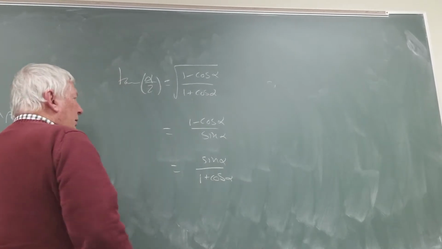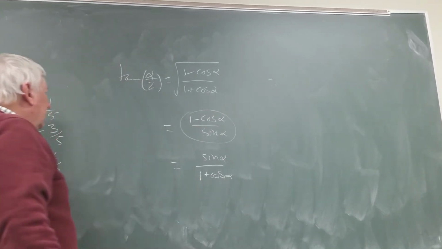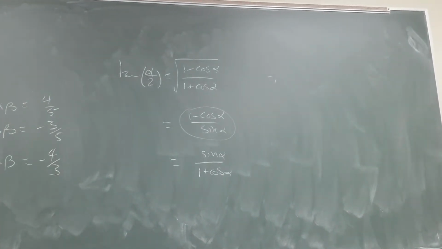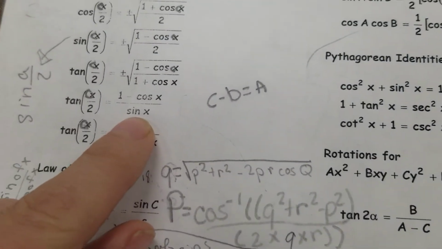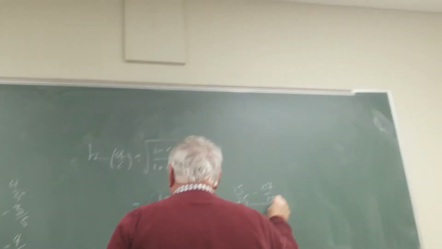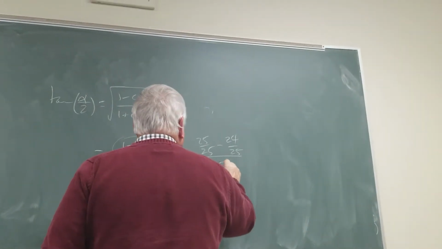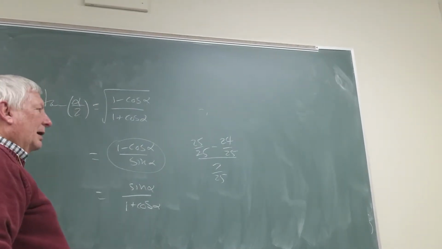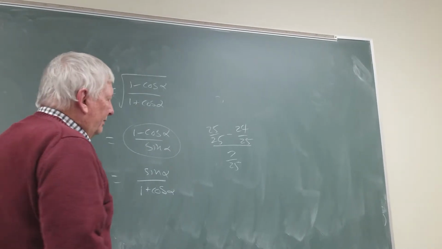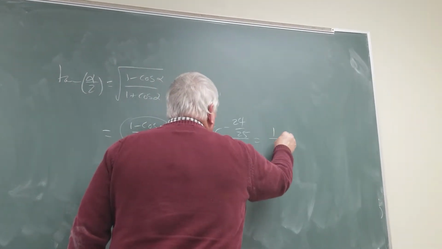Okay, you can pick any one of those. I think I'll pick this one, just because. And we have 25/25, which is 1 minus 24/25 over sine alpha, which was 7 over 25. Multiply by 25 over 25, we'll get 1 over 7.